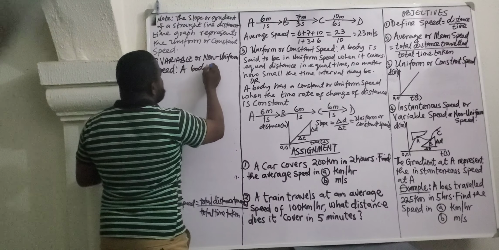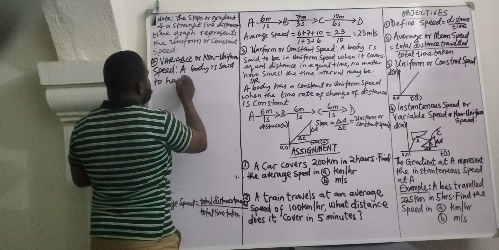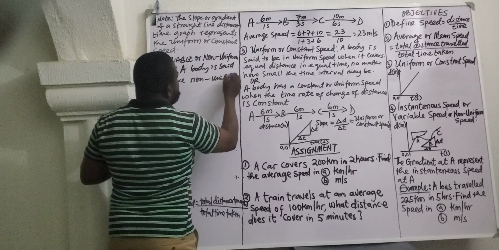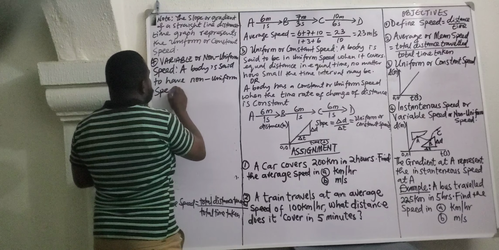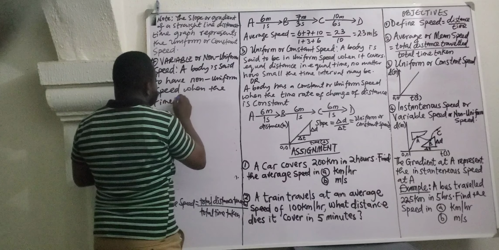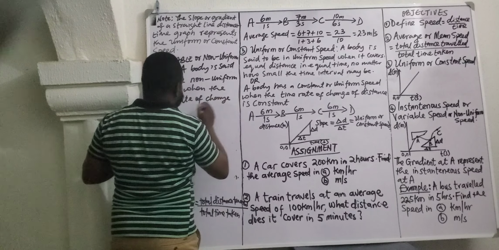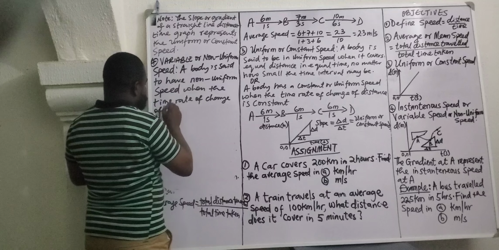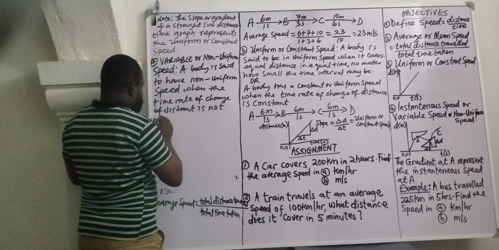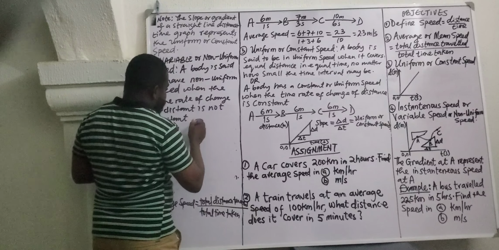A body is said to have non-uniform speed when the time rate of change of distance is not constant, or you say it is non-uniform.